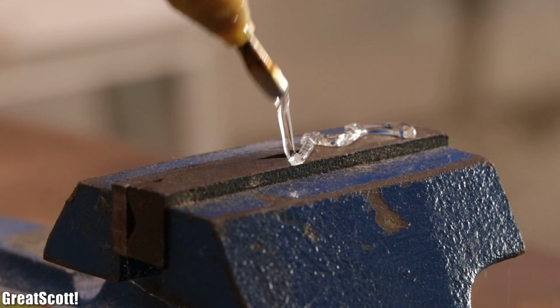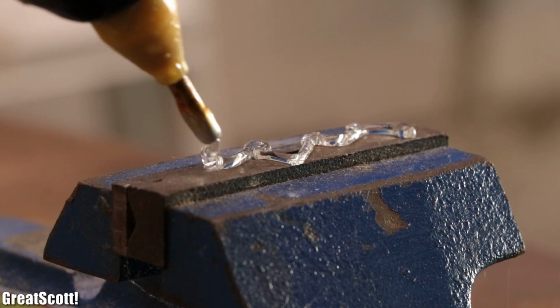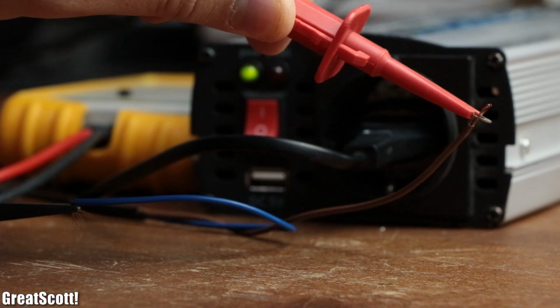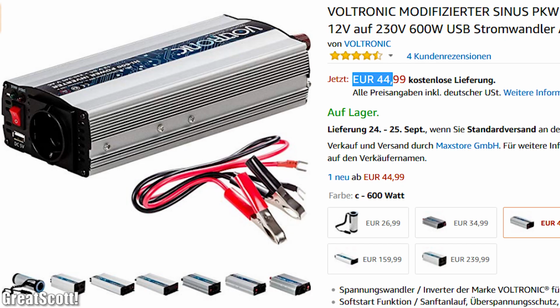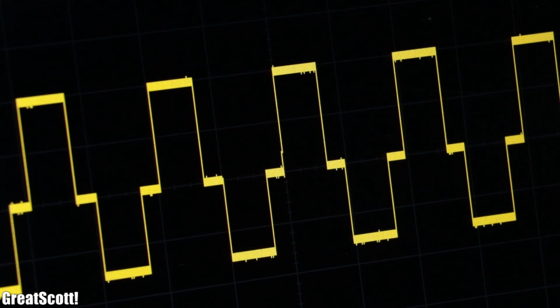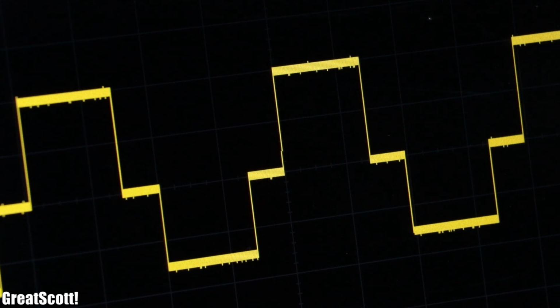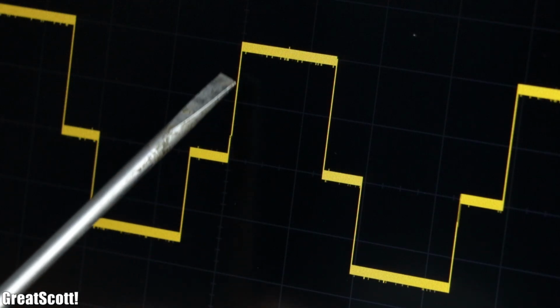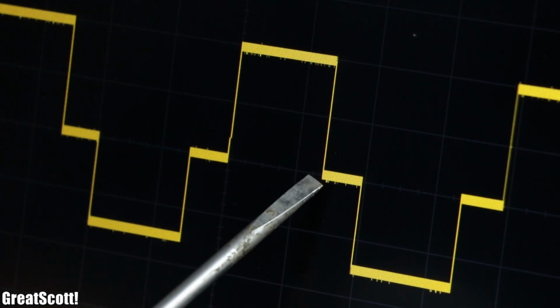I say most of them because there generally exist two types of inverters. The first type is what I'm using, aka the cheap type, whose output is a so-called modified square wave, which is basically an AC square wave with pauses between the pulses.